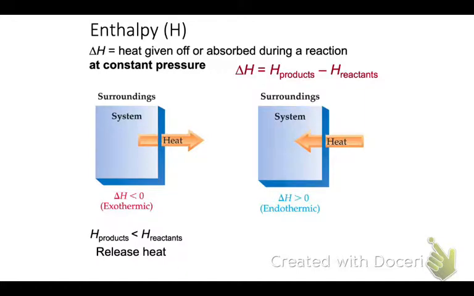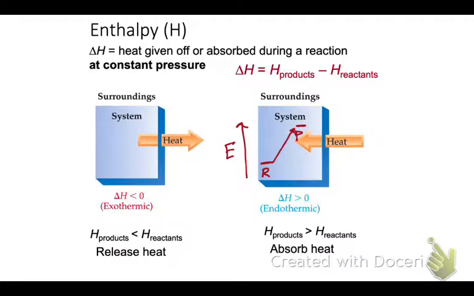Now the opposite is an endothermic process, and in this case I have the opposite here. If this is the energy going up, and these are my reactants, and these are my products, and I want to go from reactants to products, then I need to put heat in for this process. And since the products, which are my final, are higher than the reactants, delta H here will always be a positive value.